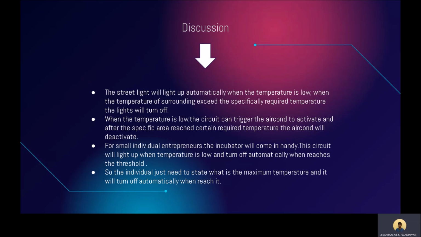And when it reaches daytime, the temperature of the surrounding which exceeds the specifically required temperature will cause the light to turn off. When the temperature is low, the circuit can trigger the aircon to activate, and after a specific area reaches the certain required temperature, the aircon will deactivate automatically.